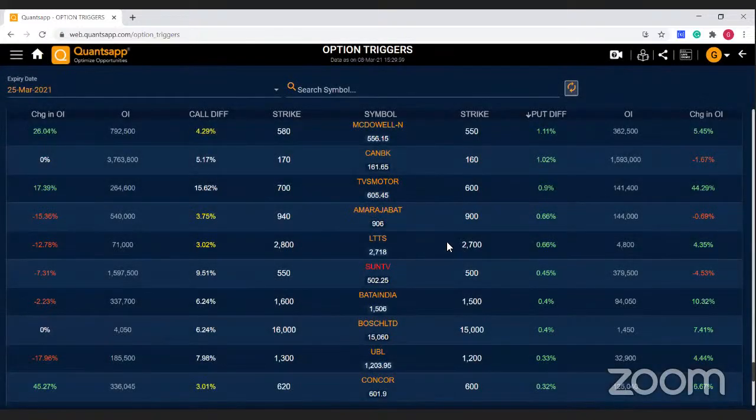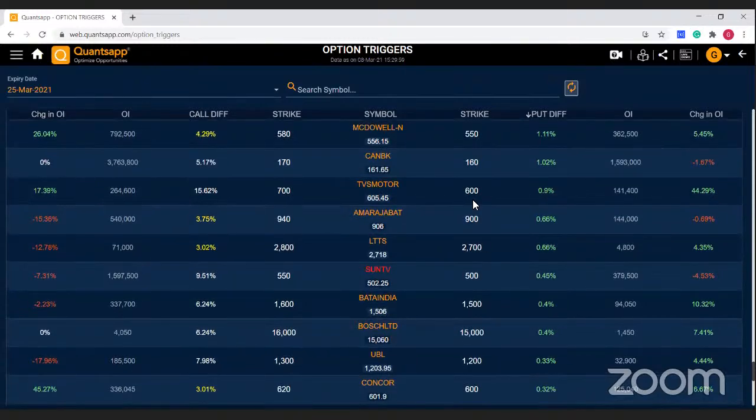So now we have sorted out the stocks whose future price is trading at their highest put level, and we are looking at whether the put writers are unwinding their positions. If they are unwinding their positions, it means they are nervous that prices might go down. And if they're adding more positions, then they have more belief that prices will take a U-turn and the prices will hold at that point.